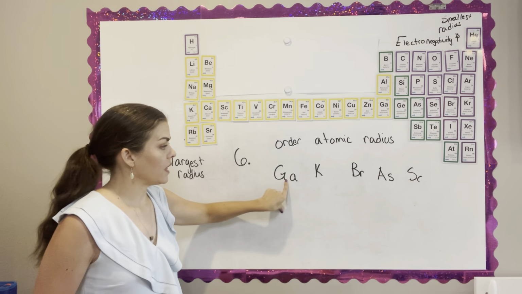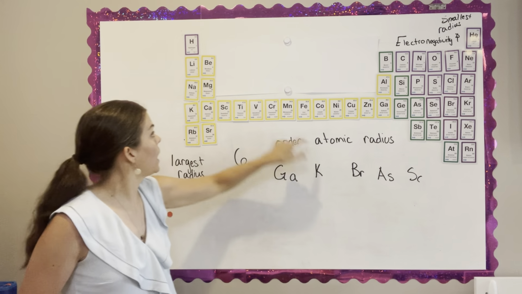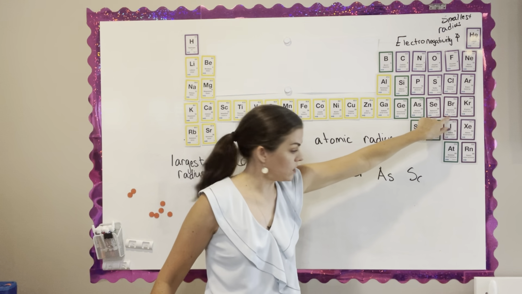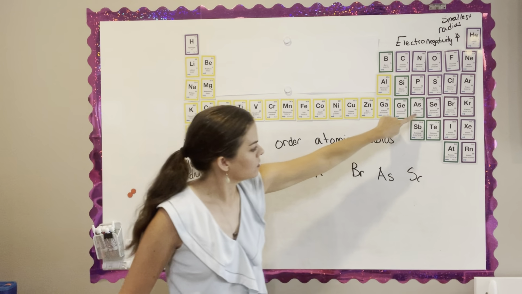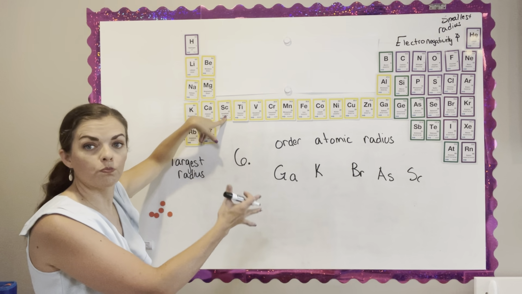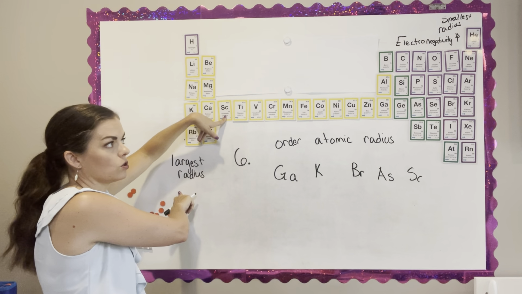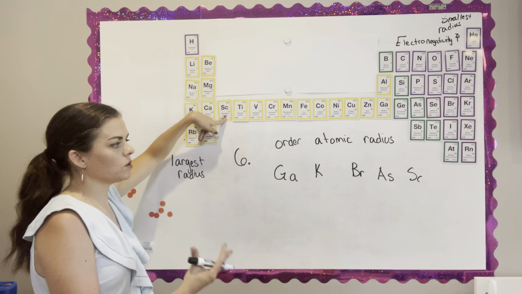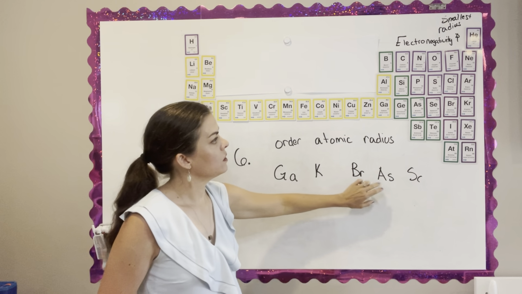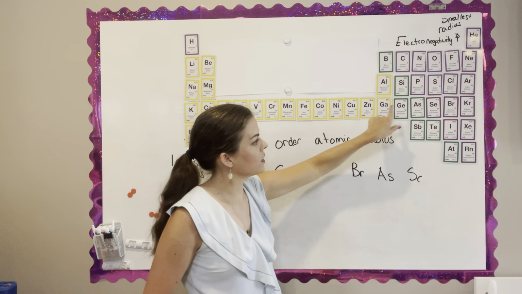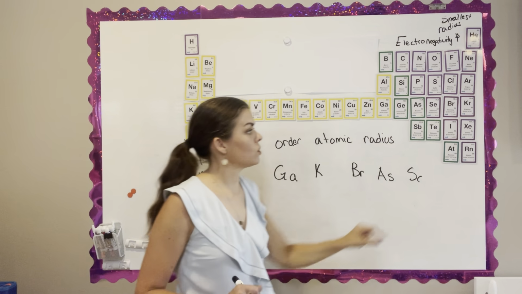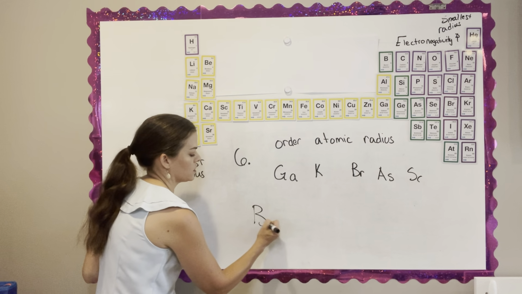So we have gallium, which is here. We have potassium, which is all the way over here. And then we've got bromine down here. Arsenic, scandium, and potassium are going to be your bigger ones because they're closer down here to the largest atomic radius. And so I'm going to be trying to find the smallest first, which is either going to be gallium, bromine, or arsenic. And if you look at where gallium, arsenic, and bromine are, bromine is the closest towards that corner. So it is going to be the smallest atom.